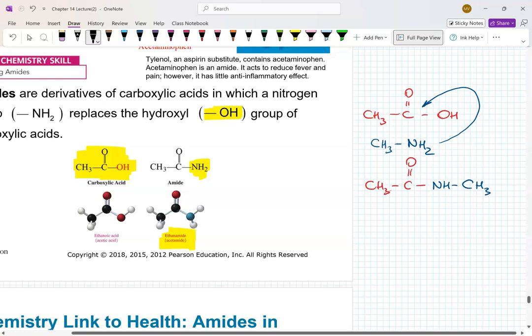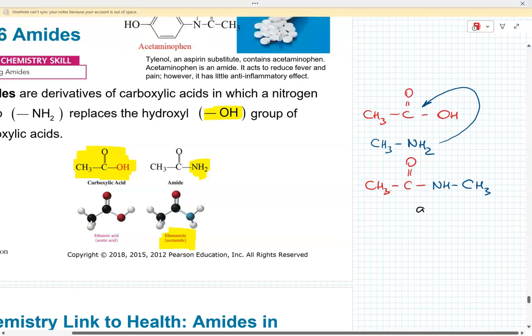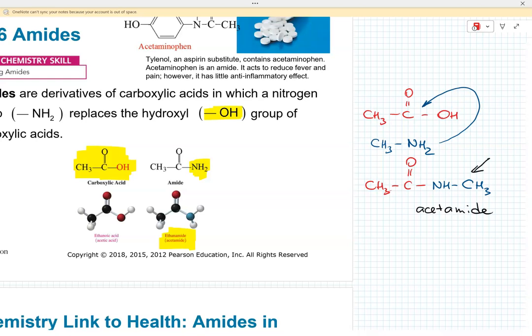If you wonder about the name, first of all, this is acetamide. And here you have a methyl group connected to a nitrogen, so it's going to be N-methylacetamide. Does that make sense to you?